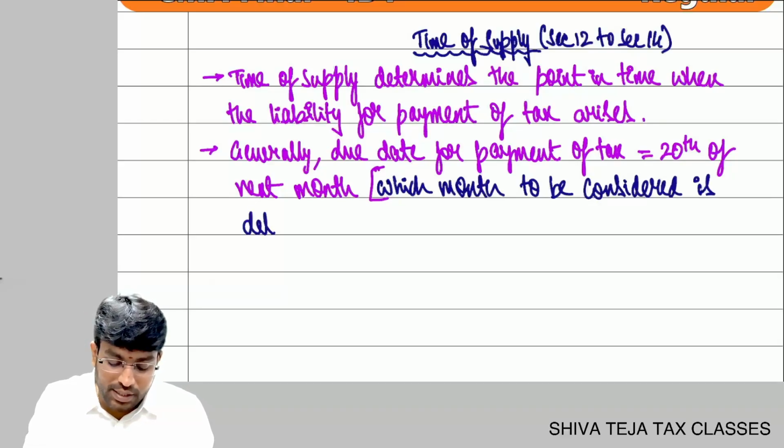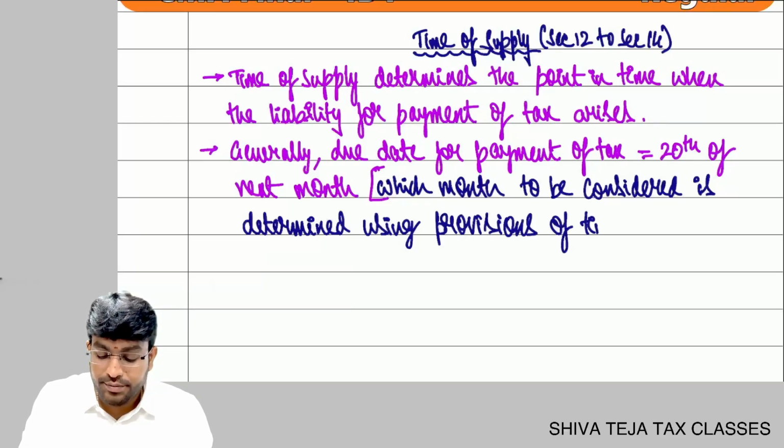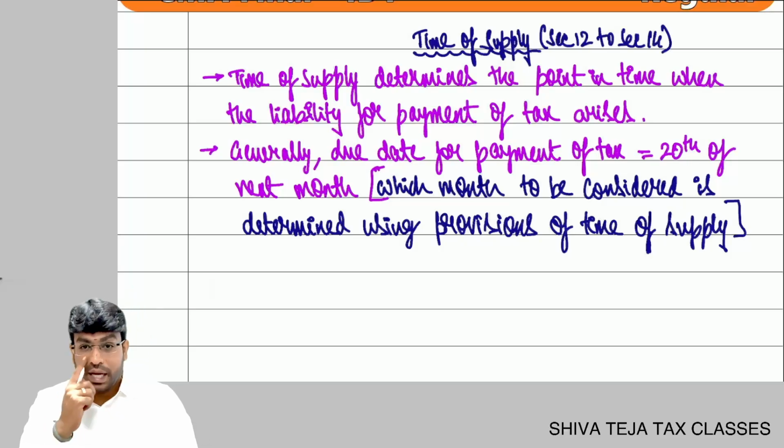Which month to be considered is determined using provisions of time of supply. Which month to be considered is determined using provisions of what, my dear friends? Time of supply. So are we getting clarity on this point, everybody?